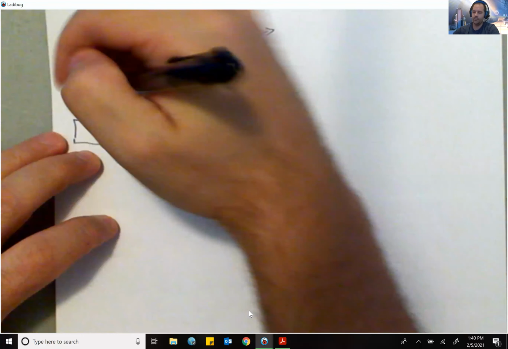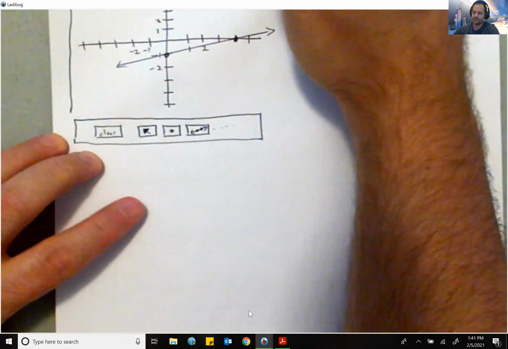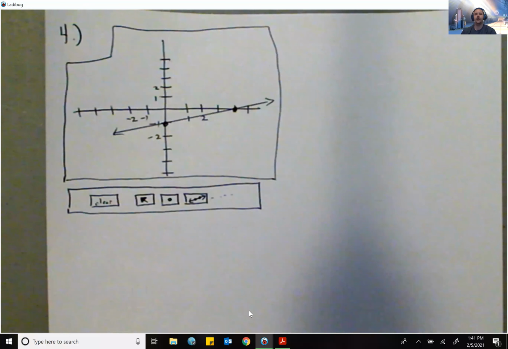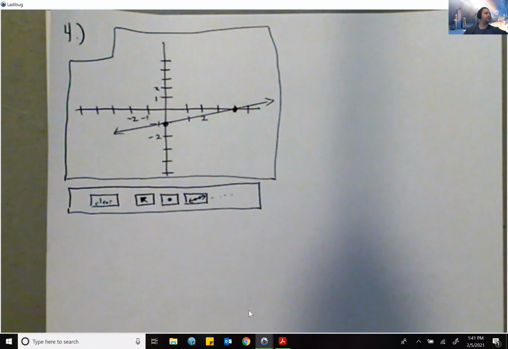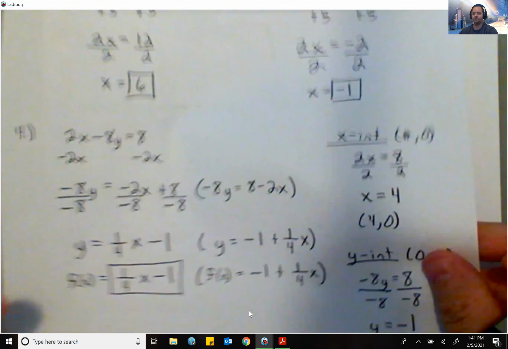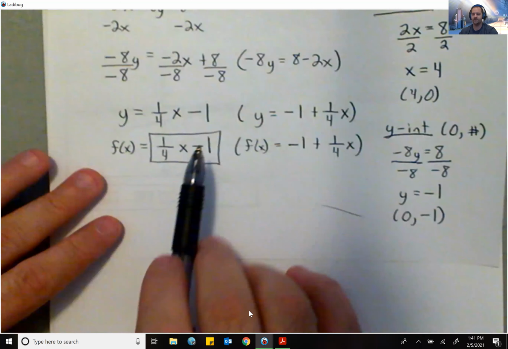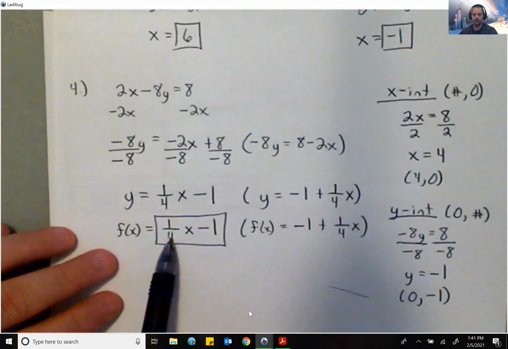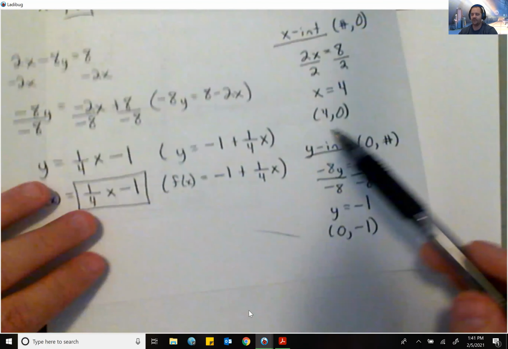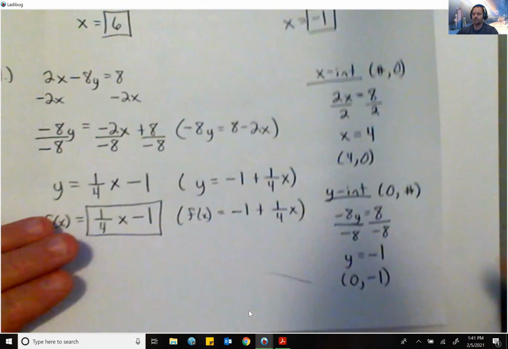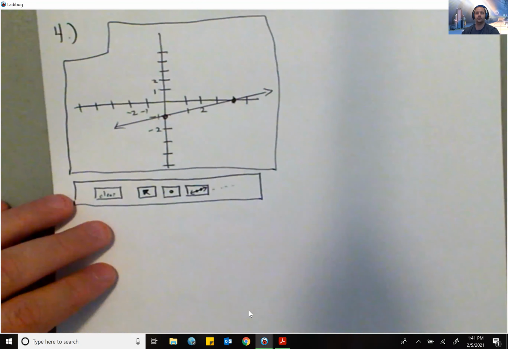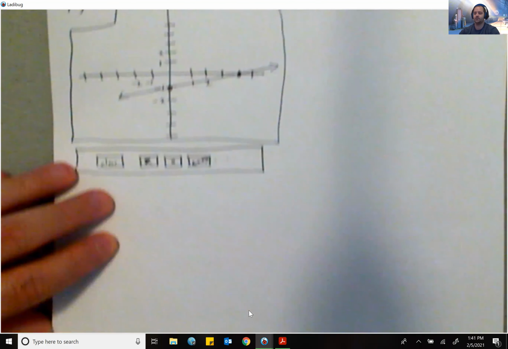So this is the other point on number 4 with your graph. Any questions so far? So again, number 4, it wants you to write the equation. So take the standard form and turn it into slope intercept. That's what's going on. And then find your intercepts and use those to graph. Cool beans? Awesome.